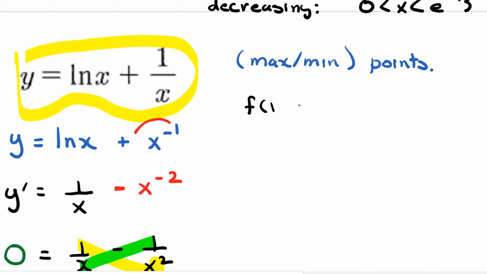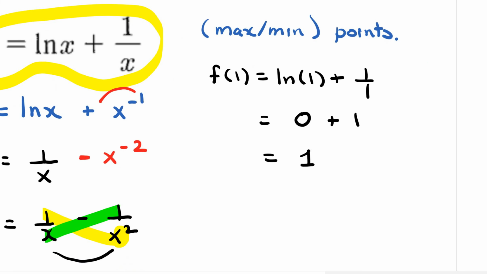So what is f of 1? Well, f of 1 is going to be ln of 1 plus 1 over 1. Ln of 1 is 0, plus 1, and 0 plus 1 is 1. Alright, so here is my x value, there's my y value. So the way we finish off our question is that we say that we have a minimum at the point (1, 1). So this is a minimum here. And that's it. That would conclude the answer for that particular problem, because we're looking for the relative extrema points.